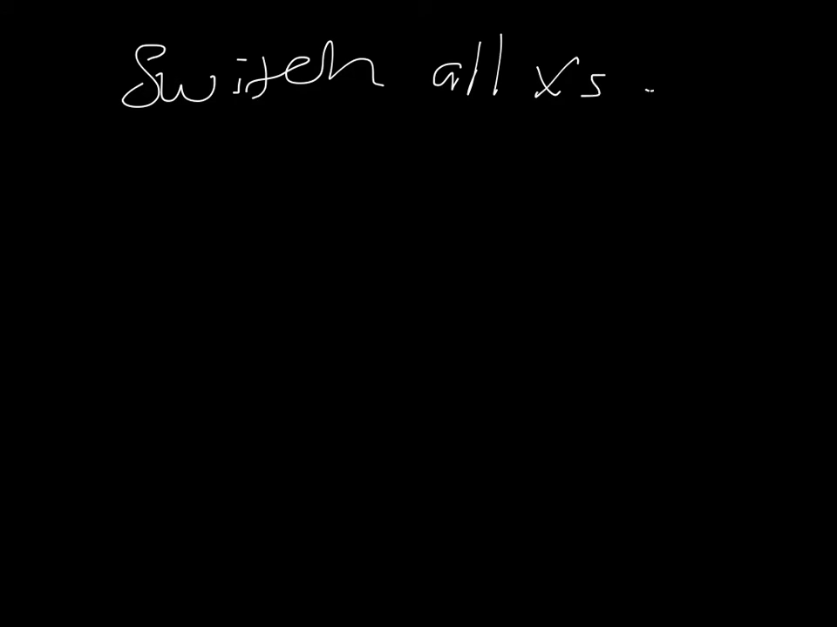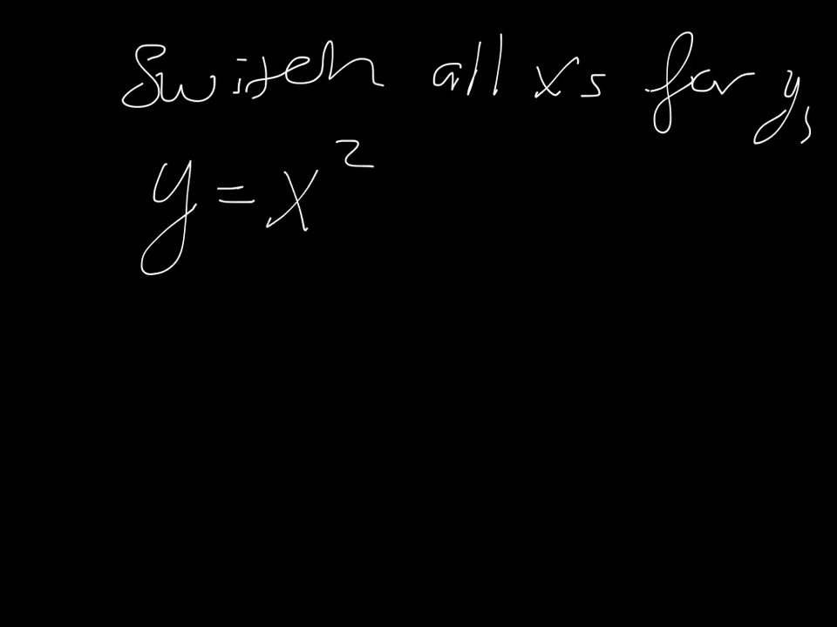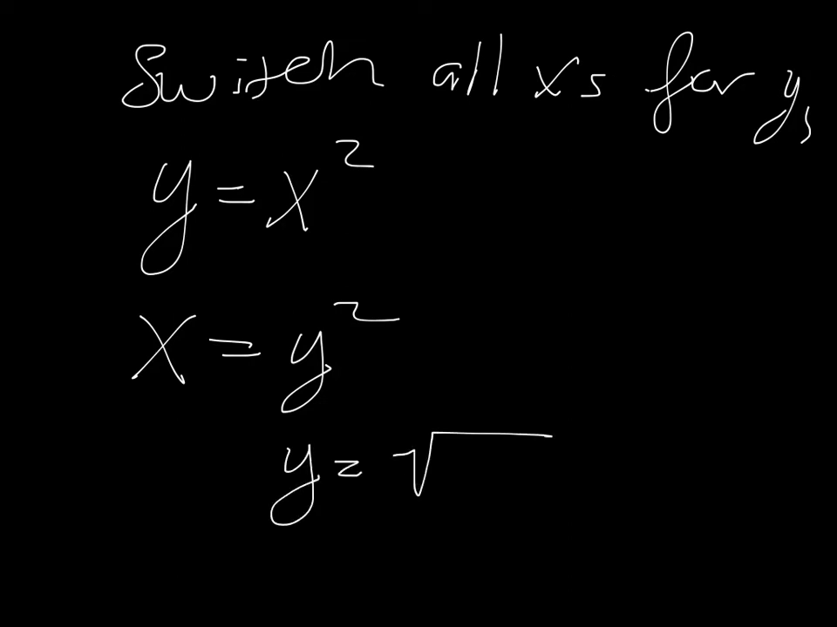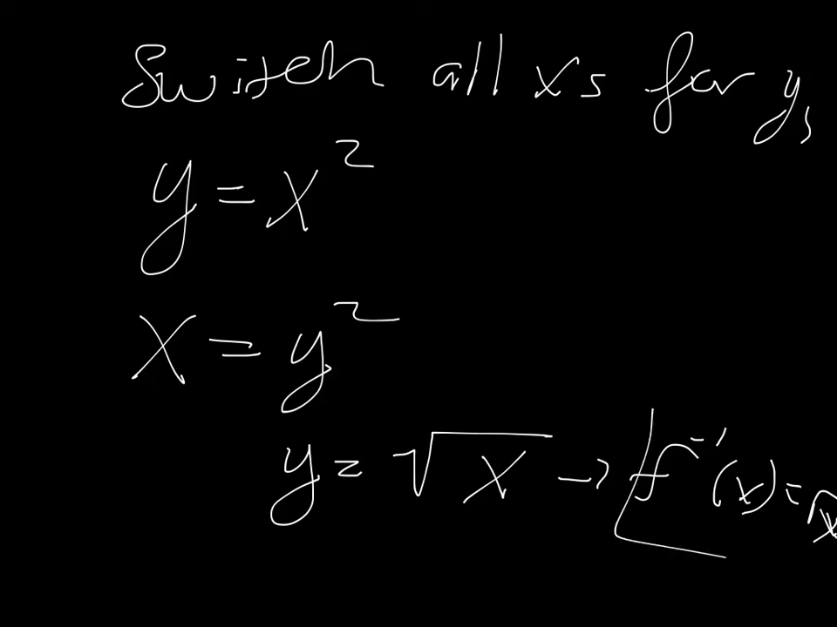To solve for an inverse function, all you do is switch all x's for y's. So if I had the equation y equals x squared, the inverse of this is going to be, I'm going to switch the y to the x and the x to the y, and I'm going to solve for y. So then you could say y equals the square root of x. And so this would be rewritten as the inverse of f of x equals the square root of x.